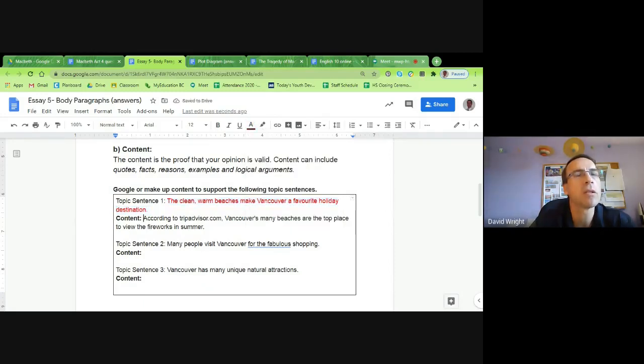Now here's the content. The clean, warm beaches make Vancouver a favorite holiday destination. This would be the next sentence, the next sentence right after that beaches sentence. According to TripAdvisor.com, Vancouver's many beaches are the top place to view the fireworks in summer. Yay! Okay, I'm going to put that one in red because that's an answer. Good. Alrighty then. Now, I don't know if this one should be in red really, because that's not the answer. This is the answer.